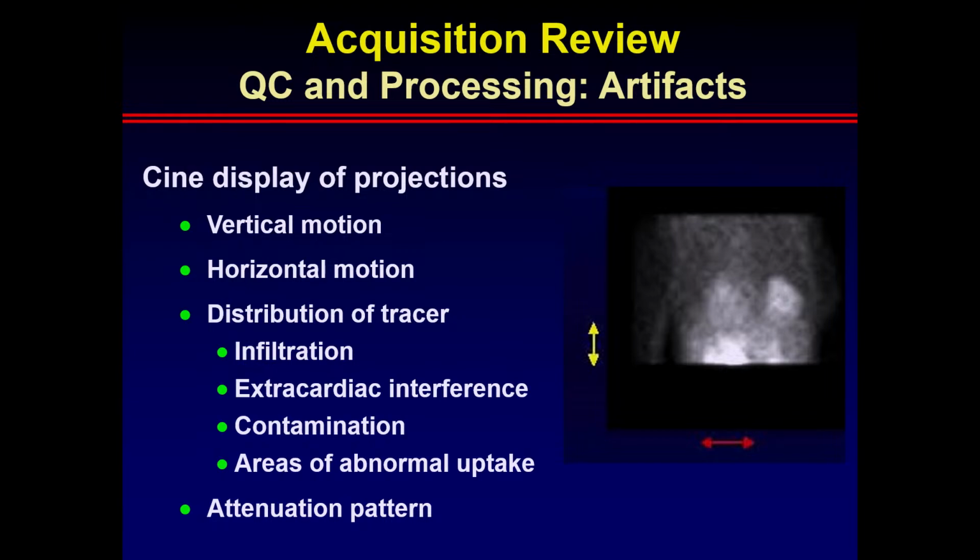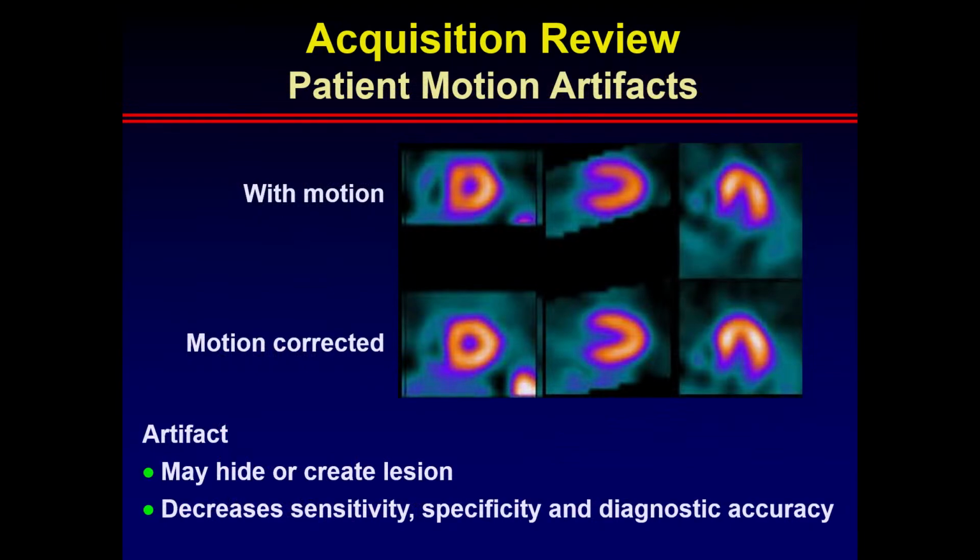Okay. So let's talk a little bit about artifacts, and we have motion artifacts, which can be vertical, okay? They can be horizontal. You can have bad distribution of tracer. You can have inadequate tracer distribution because of infiltration of a dose. You can have extra cardiac interference. You can have areas that have abnormal uptake or contamination, such as with gut uptake, etc. And you can have attenuation patterns from breast and other soft tissue problems.